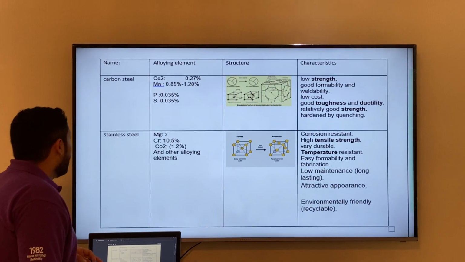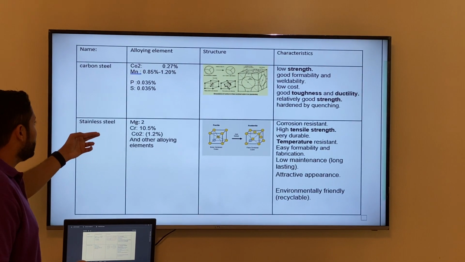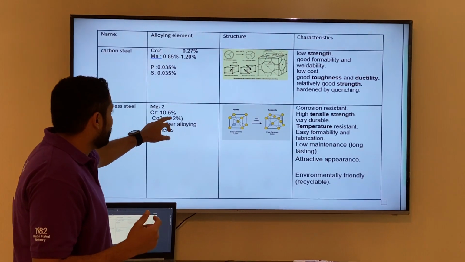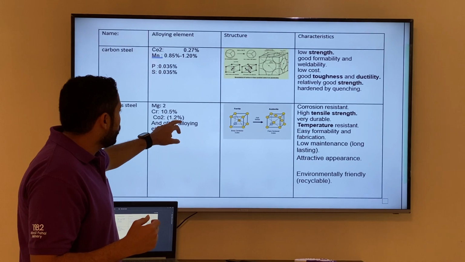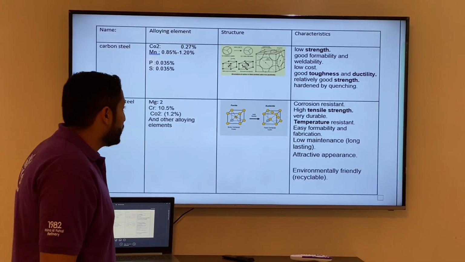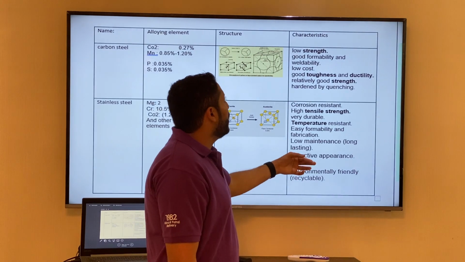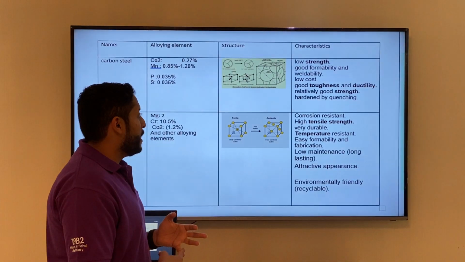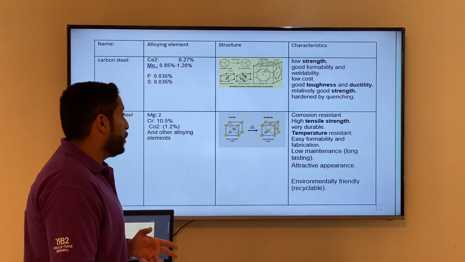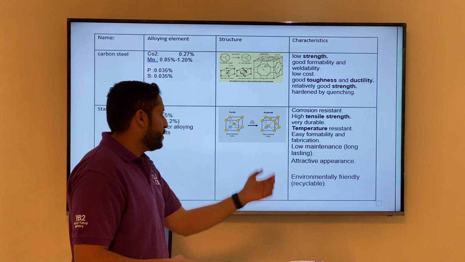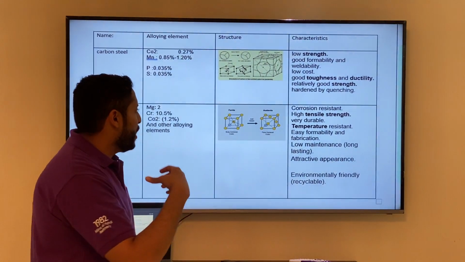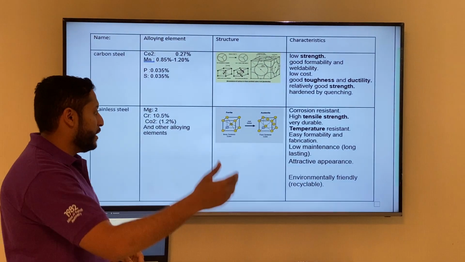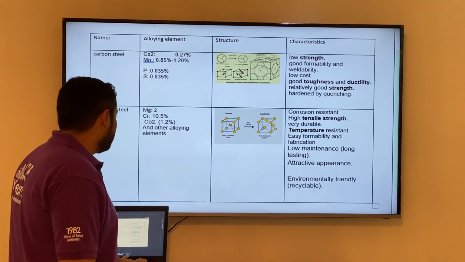Okay, the second material is stainless steel. This has manganese 2% and chromium 10.5%, carbon 1.2%, and other alloying elements. And this one has a structure. The characteristics are corrosion resistance, high tensile strength, very durable, temperature resistance, easy formability and fabrication, and low maintenance. And they have another one.